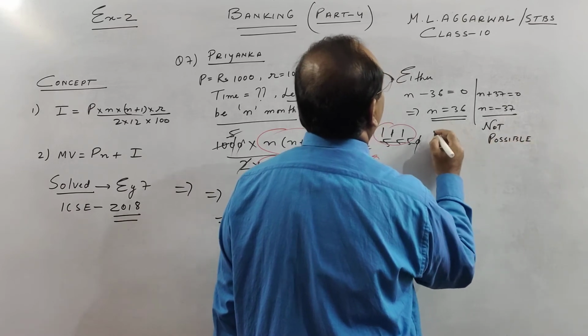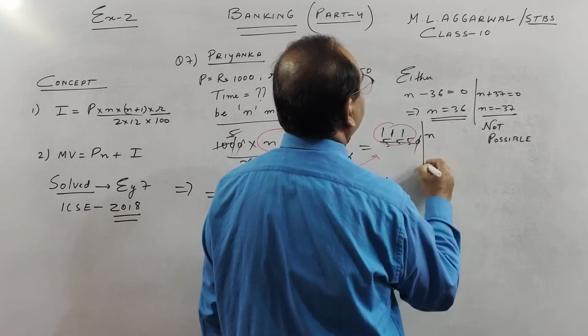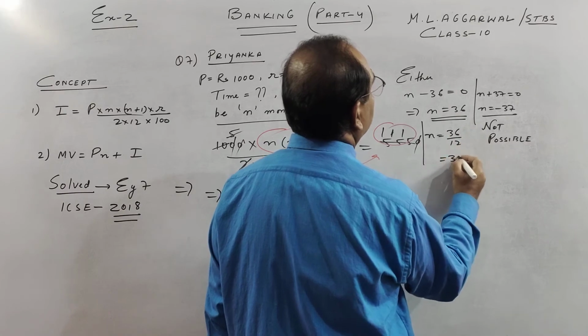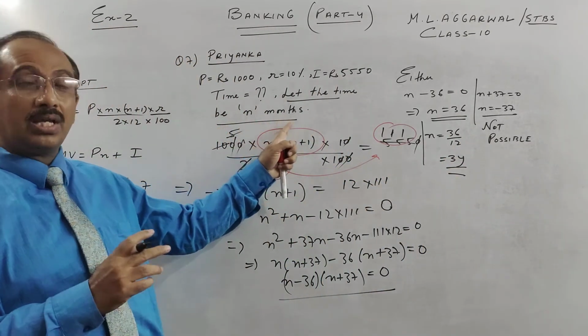Okay. So n is 36 months means, as I told you, if you convert 36 months to years, this will be 3 years, because here in this formula you remember n stands for time in months.